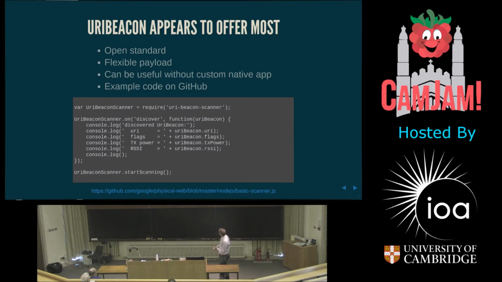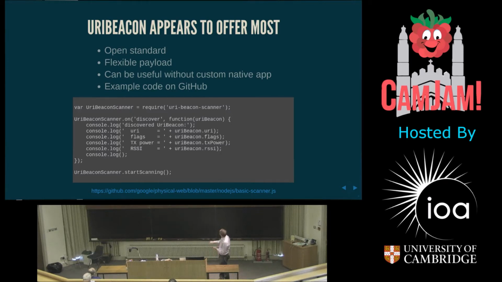And then there's this JavaScript library on there called URI Beacon Scanner. And here's a very simple example. The top line just imports it, so it's like a Python import. So it says I'm going to use this library. At the bottom there, we're telling it to start scanning, so start looking for beacons around me. And then JavaScript is event-based, so we create this event handler that says on discovery, whenever I find a beacon, do whatever's in this bit of code.